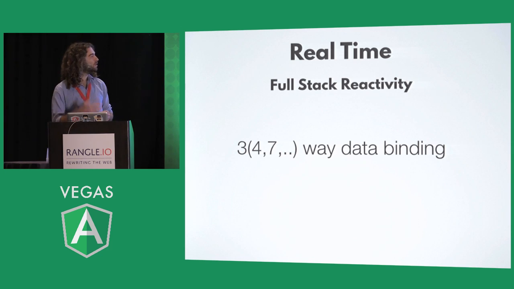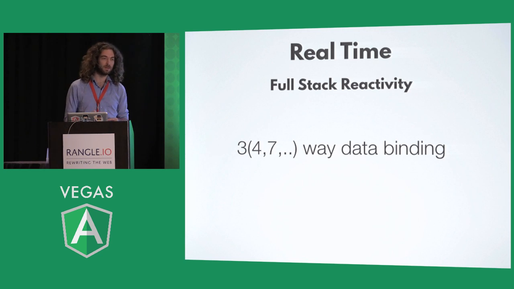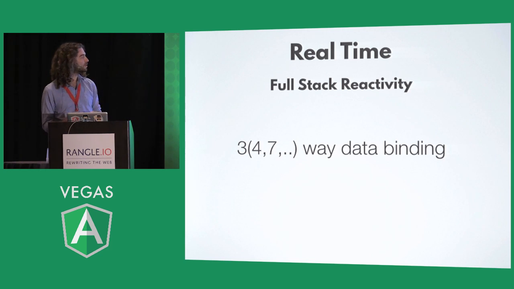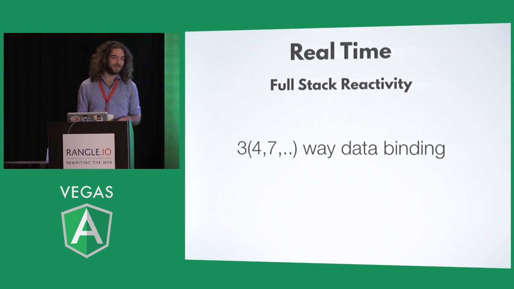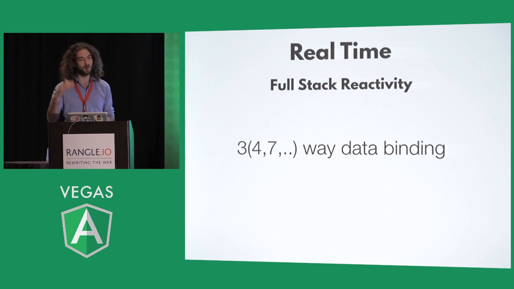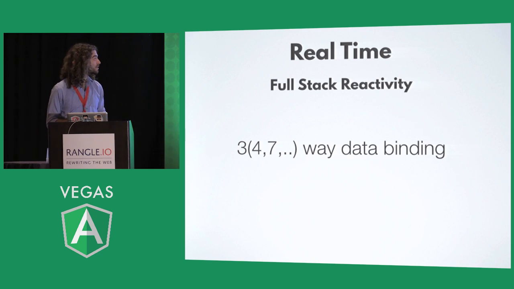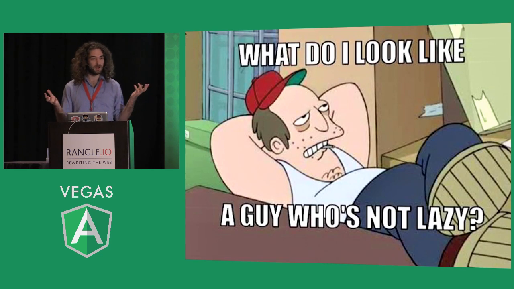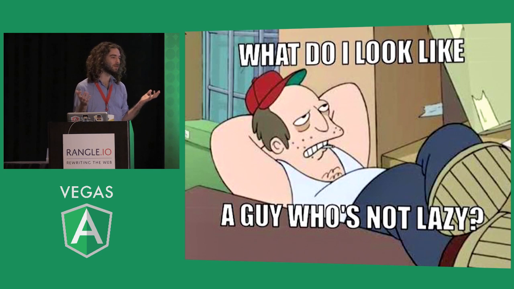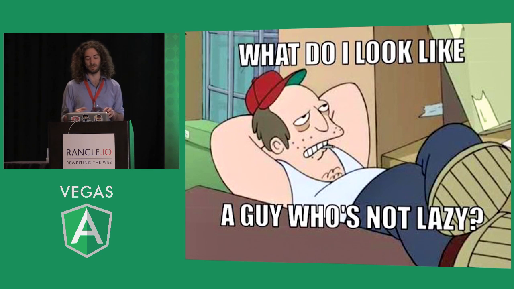Now, when you take those things across your stack, then they call it full stack reactivity. You can call it 3-way data binding or 4 or 7, because for every layer you have 7-way data binding. So this is why it's working so fast, and I wrote almost no code at all, but everything there is exchangeable.